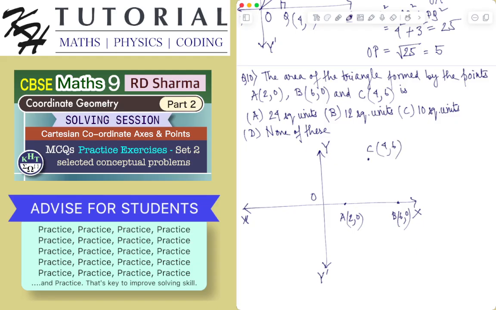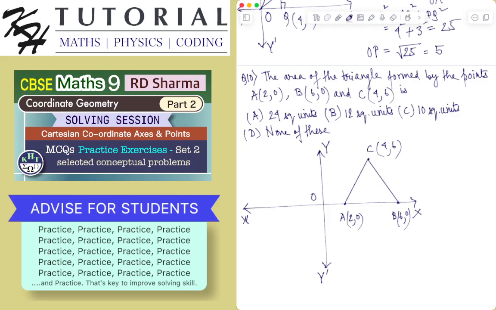Okay, so this is the triangle formed, ABC. Now how will you find the area? Clearly we can find the area of this triangle if we know one side, and if we know the length of the perpendicular drawn to that side from the opposite vertex.